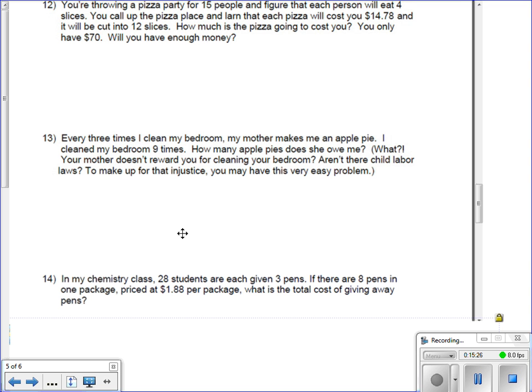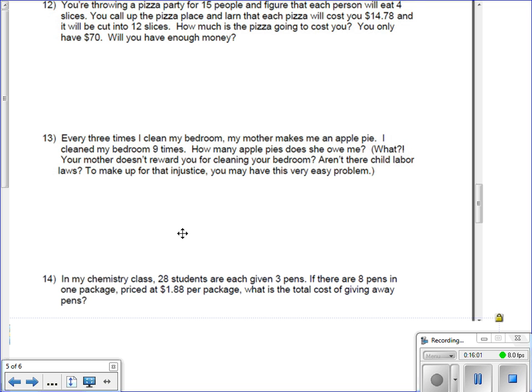You're throwing a pizza party for 15 people. You figure that each person will get 4 slices. You call up the pizza place and learn that each pizza will cost you $14.78 and it will be cut into 12 slices. How much is the pizza going to cost you? You only have $70. Will you have enough money? Let's just look at everything up to the first question. We'll look at the you only have $70 and do you have enough money afterwards.